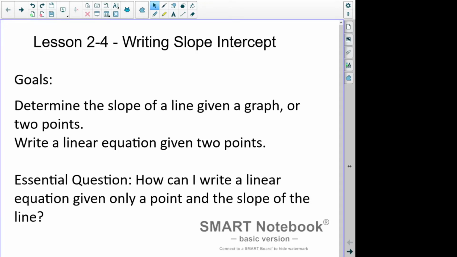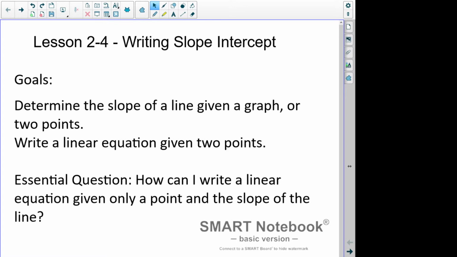Hi everyone. So this is lesson 2-4 of Algebra 1. Today we're going to be talking about writing linear equations in slope-intercept form. Our goals today are, one, to be able to determine the slope of a line given a graph or 2 points. Some of this we've already done. And then the second is to write a linear equation given only 2 points.